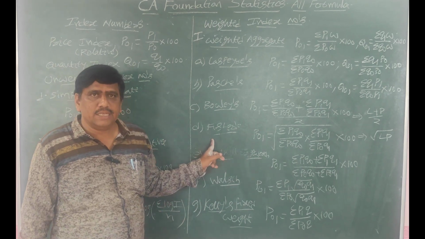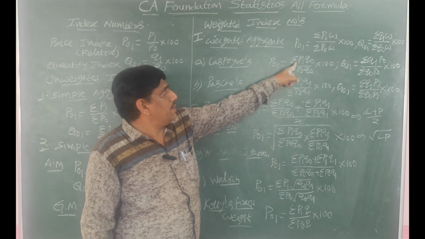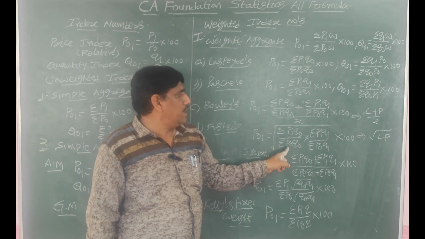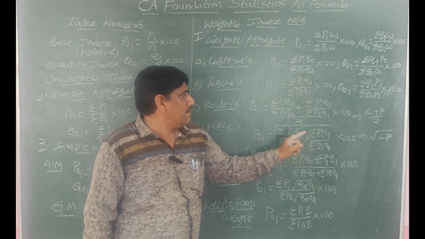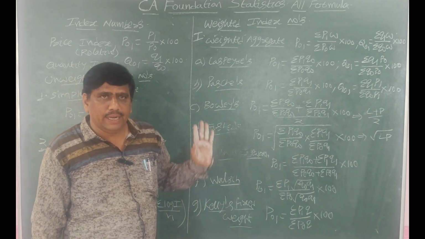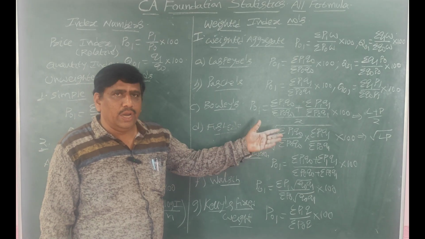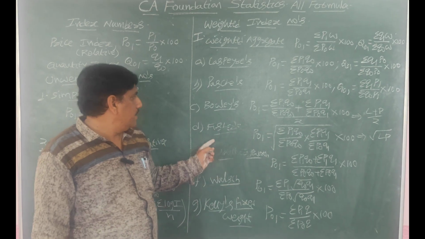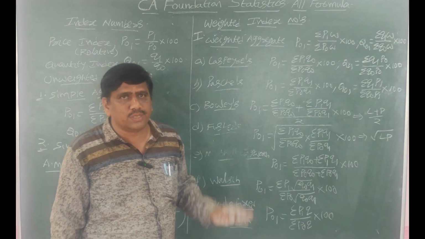Similarly, Fisher's index, the geometric mean of Laspeyres and Paasche. So square root of summation P1 Q0 by summation P0 Q0, Laspeyres, into Paasche, summation P1 Q1 by summation P0 Q1, into 100. Again I am writing the price index. If it is quantity, change P into Q and Q into P. Simply, Fisher index number can also be denoted by root LP whenever Laspeyres and Paasche values are known.